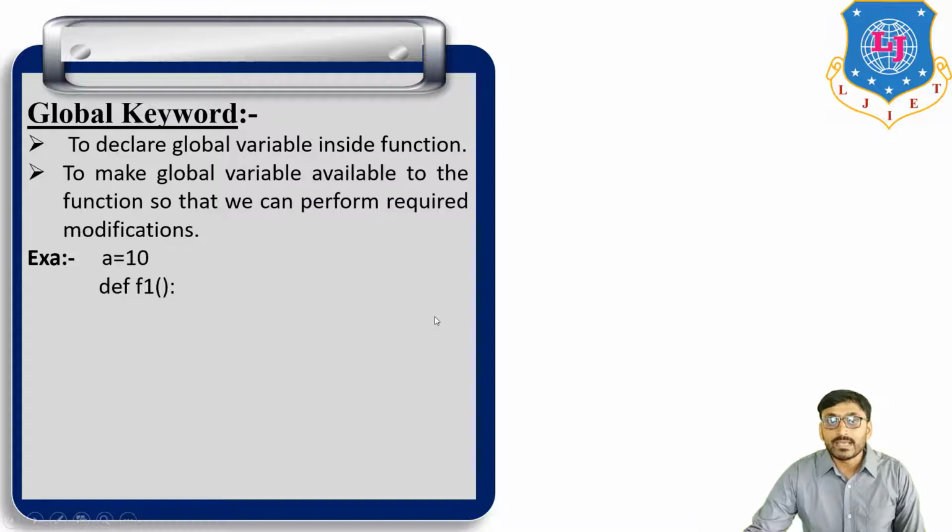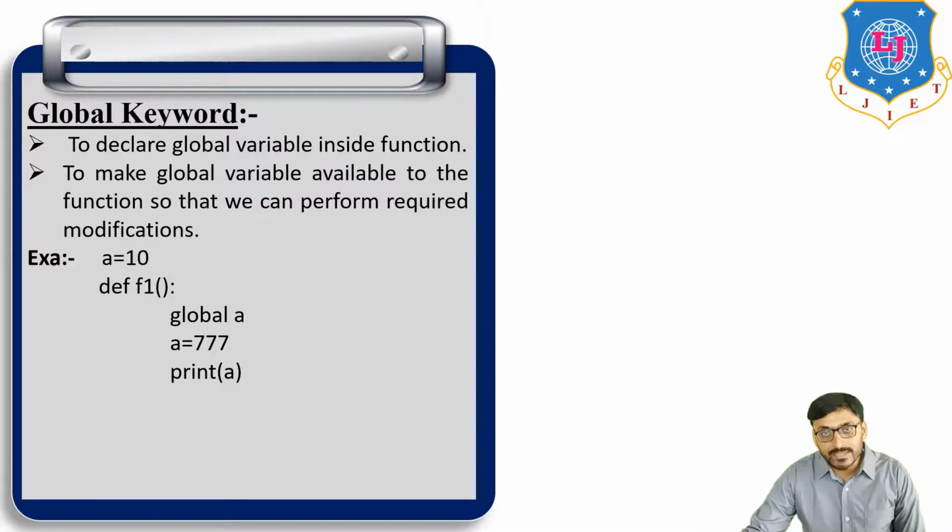Then def f1, the function name is f1, and in the body of the function we write global a. It means we use the global keyword, and then a is equal to 10. Then we modify a is equal to 777. We modify it from 10 to 777. Then print a. So we declare the global variable inside the function, modify that variable, and then print.